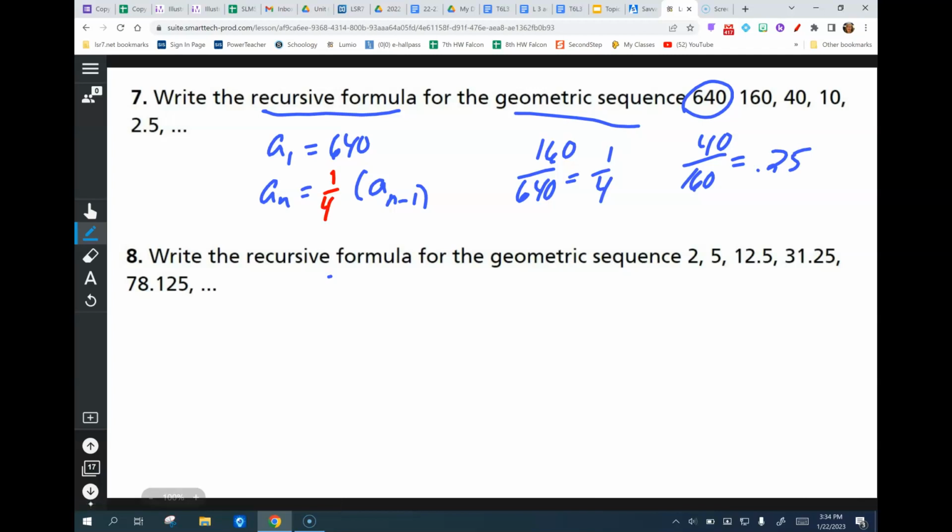Okay, try 8. We know that a sub 1 is equal to 2. We just have to find the ratio by dividing a term by its previous term, and we get 2.5.